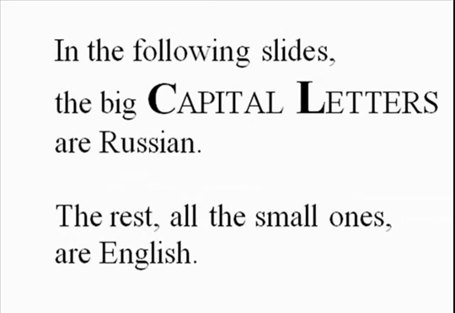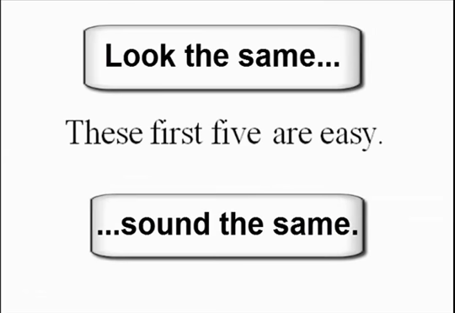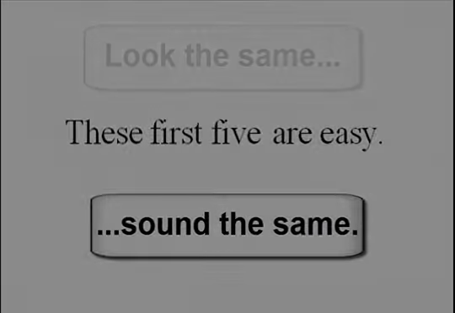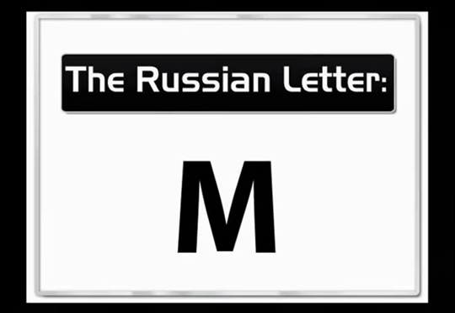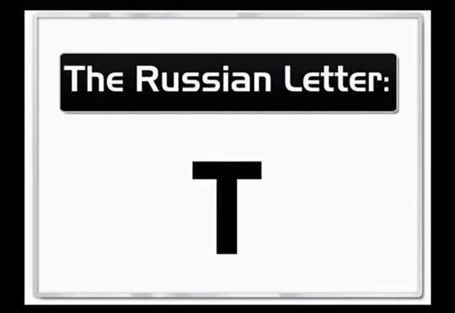In the following slides, the big capital letters are Russian. The rest, all the small ones, are English. These first 5 are going to be easy because they look the same as their English counterparts and they're pronounced the same. This is the Russian M, Monday. Here's the Russian letter T, Tuesday.